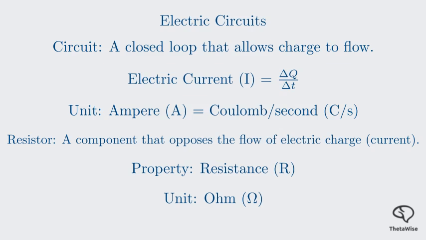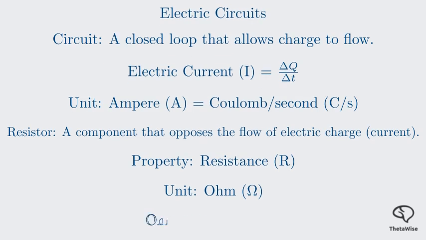Now, how are voltage, current, and resistance related? They are connected by one of the most famous and fundamental laws in electricity, Ohm's law. Ohm's law states that the voltage V across a resistor is equal to the current I flowing through it, multiplied by its resistance R. You can also write this as I equals V over R, or R equals V over I. This law is incredibly powerful. If you know any two of these quantities for a resistor, you can find the third.